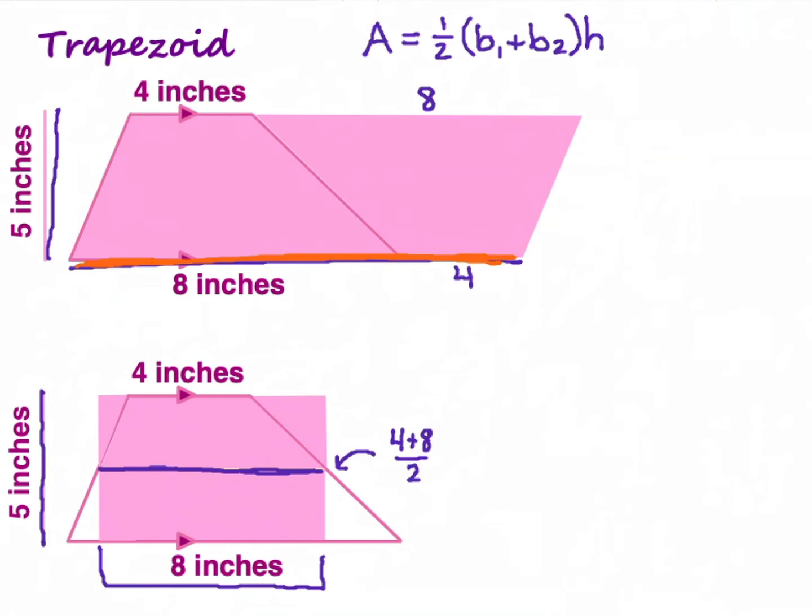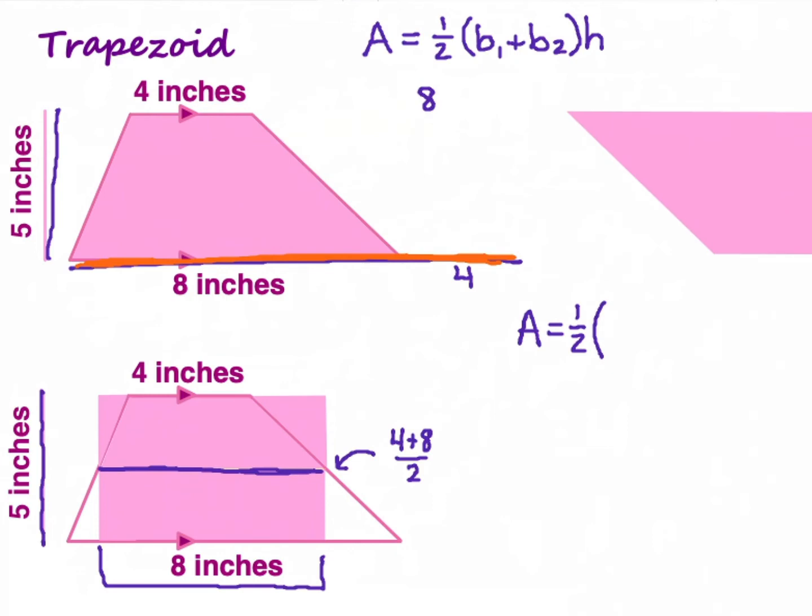Let's actually use the formula and see what the answer would be. Area equals 1/2 base 1 plus base 2. Remember, for just the trapezoid, that's the 4 and the 8, times the height, which is the straight up and down height. We actually don't need the length of these slanty parts to find the area. So I'm getting 1/2 times 12 times 5.